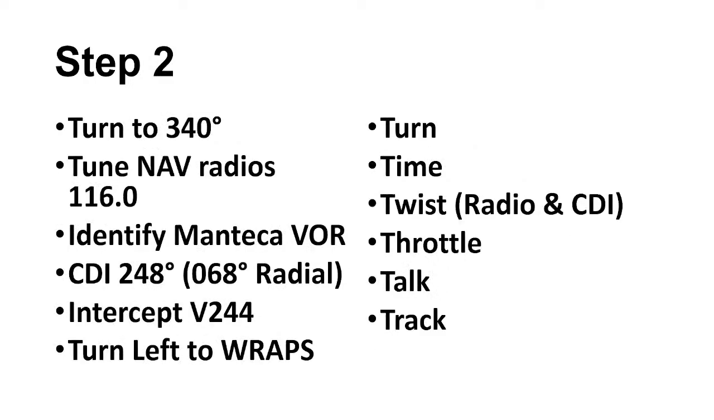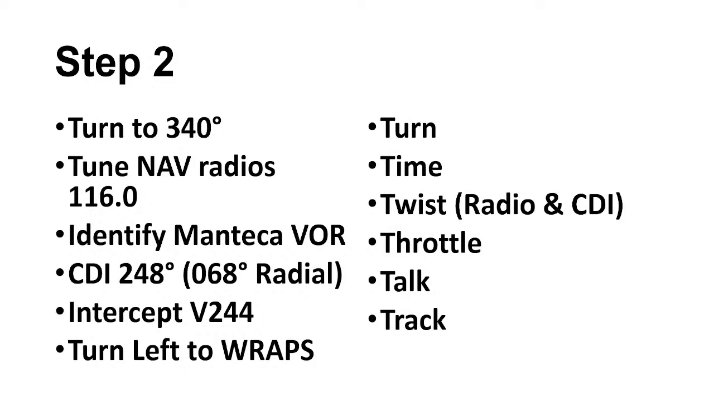All right. So here we've got turn, time, twist, throttle, talk, track. So turn, tune, identify, set your CDI to 248 on the 068 radial, intercept Victor 244, left turns at WRAPS. All right. Now you want to find that fix on the chart. First thing you're doing is just complying with all their instructions. So you're going to change your heading and all that, get set up, and then you're going to have to look on the chart. This is one of the times when having an autopilot is super, super helpful, but you should be able to fly the heading and hold the heading. So you're going to find the fix. You're going to draw the inbound leg.